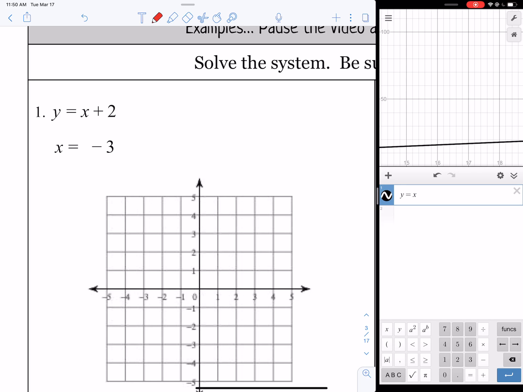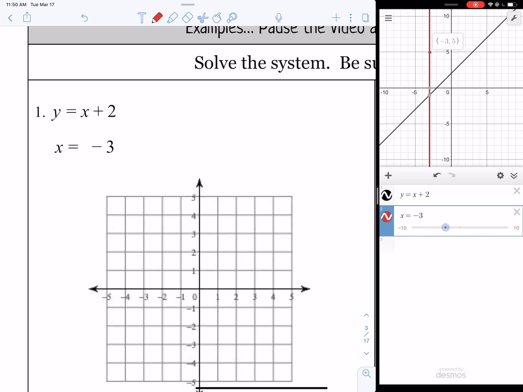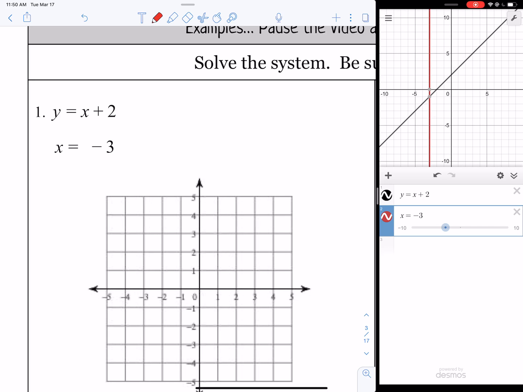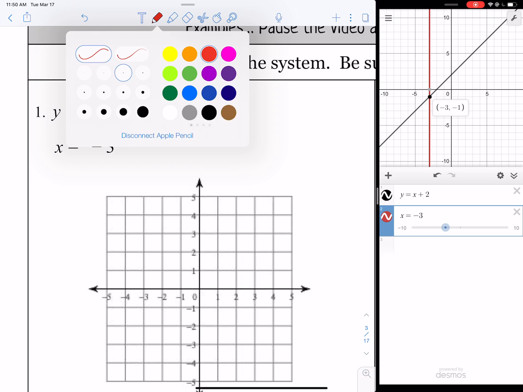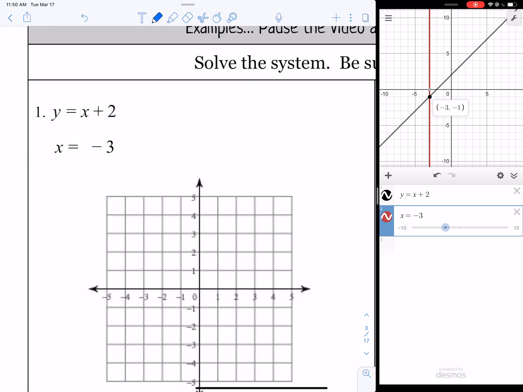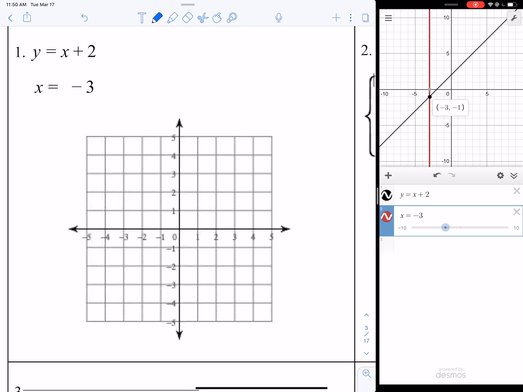So y equals x plus 2 and x equals negative 3. I'm going to hit the home button to put my screen back to normal. And I can see that they touch in one spot, which is negative 3, negative 1. All right, so if I were to just be graphing this system, my slope is 1 and my y-intercept is at 2. So let's put a y-intercept at 2. Our slope is up 1, right 1.